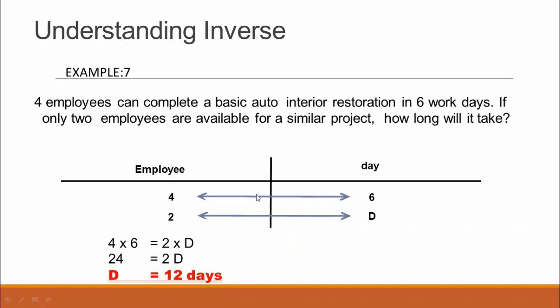In inverse proportion, I have already told you to multiply the first row quantities, 4 multiplied by 6, and 2 multiplied by d. Since 2 is connected with the unknown, dividing both sides by 2 we obtain the days, 12. So in this sentence you see 6 days, but now the days for the 2 employees is 12. So employees decrease, days increase.